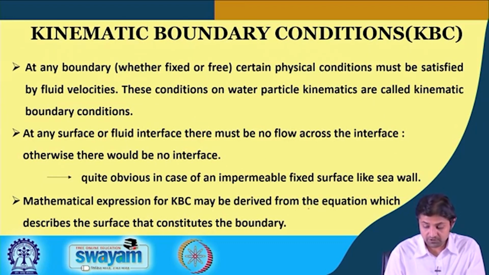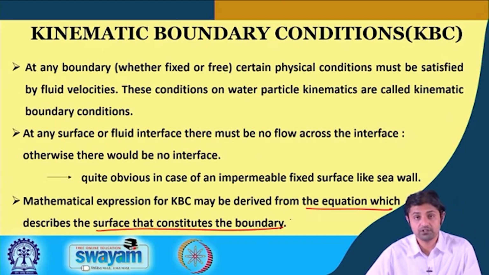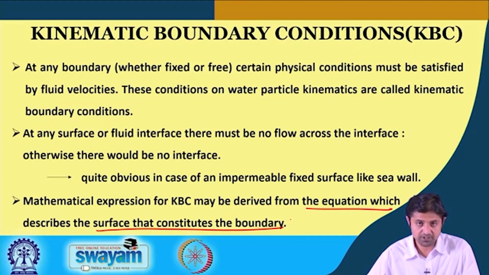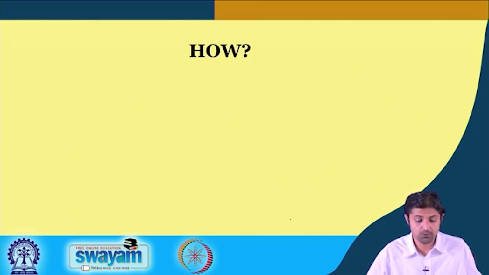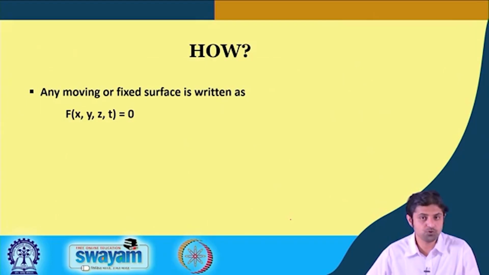Derived from the equation of the surface that constitutes the boundary. So, if we define a surface, we can determine the kinematic boundary condition. We will understand this with an example. How? We say that any moving or fixed surface can be written by an equation f, and how it depends on x, y, z and t we do not know, but let us say there is a function f(x, y, z, t) equal to 0.